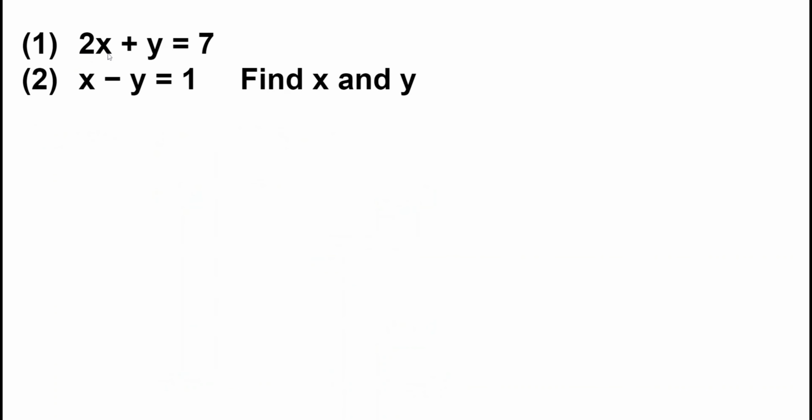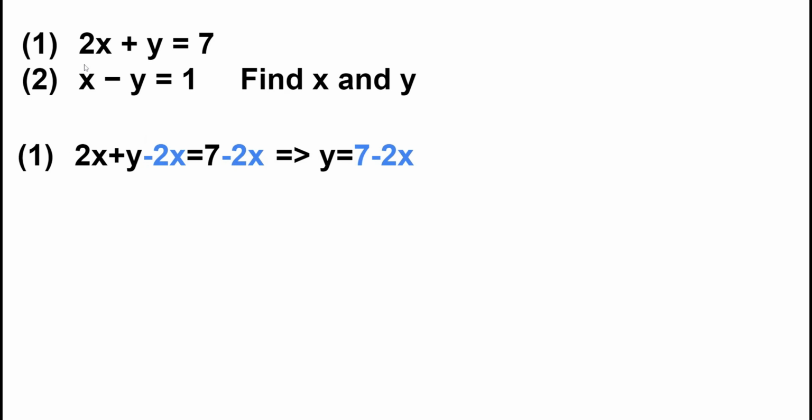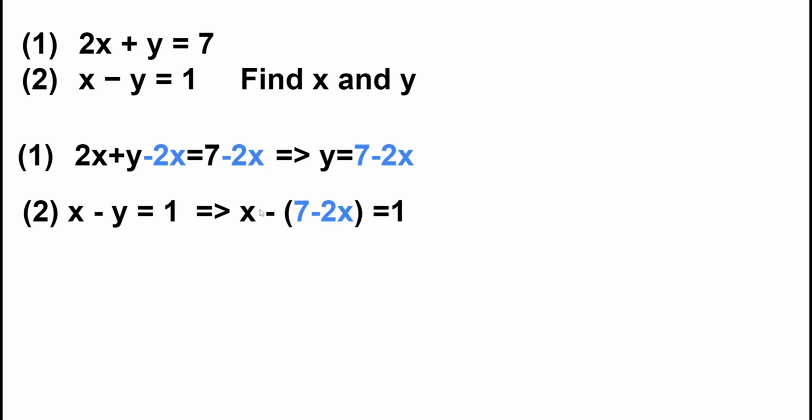Last example, 2x plus y equals 7 and x minus y equals 1. So 2x plus y minus 2x equals 7 minus 2x, meaning y equals 7 minus 2x. Now we inject it in the second equation. We have x minus (7 minus 2x) equals 1, meaning x minus 7 plus 2x equals 1, meaning 3x minus 7 plus 7 equals 1 plus 7, right? To get rid of 7. So we have 3x equals 8, right? So 3x equals 8, we just divide by 3 on both sides to get rid of 3.